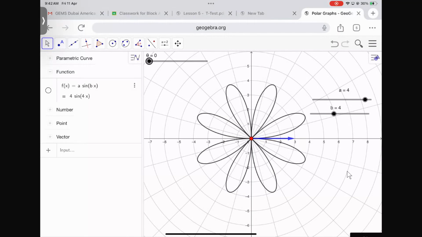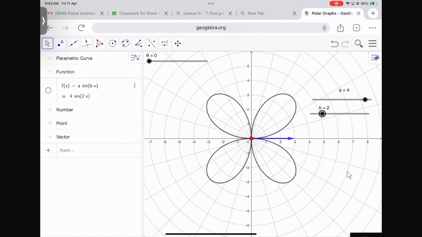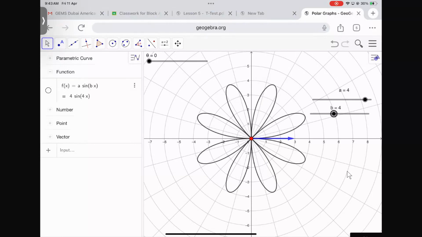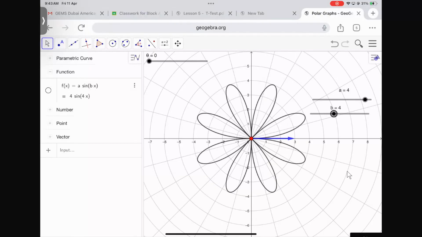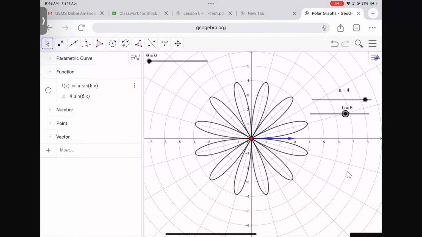So what do we notice about how many extreme points there are when it is even? Here we've got b equal to 2. So in our function, it's 4 sine 2x, or 4 sine 2 theta. b is equal to 2. When we go up to 4, so b equal to 2, how many extreme points do we have? 4. When b equals 4, how many extreme points do we have? When b equals 6, how many extreme points? What's the pattern?